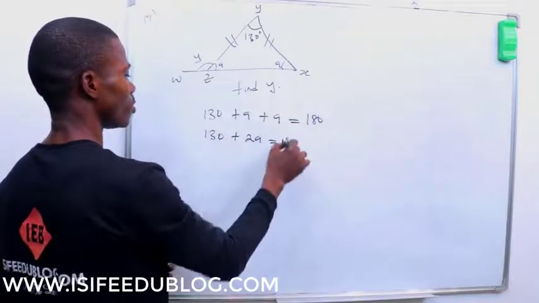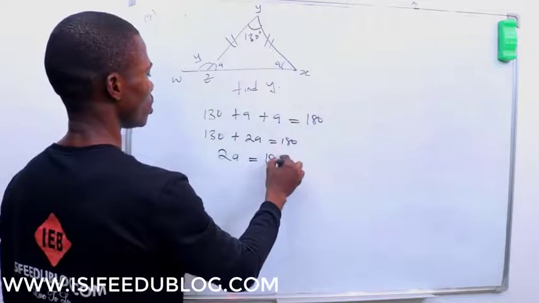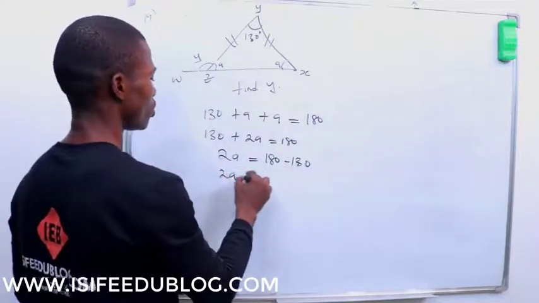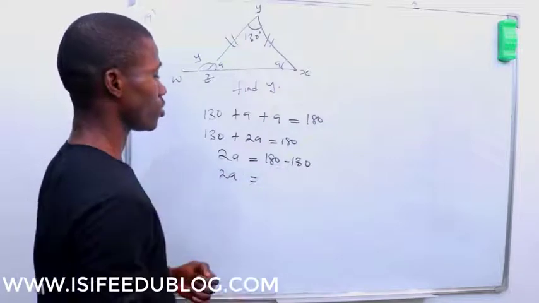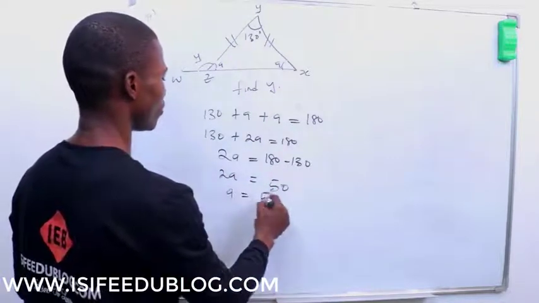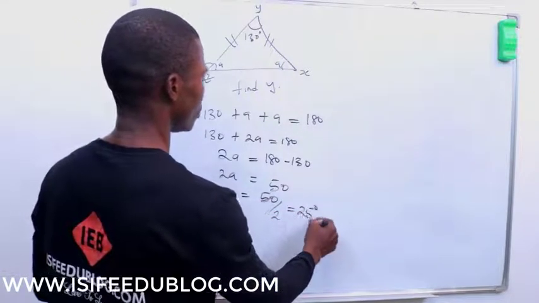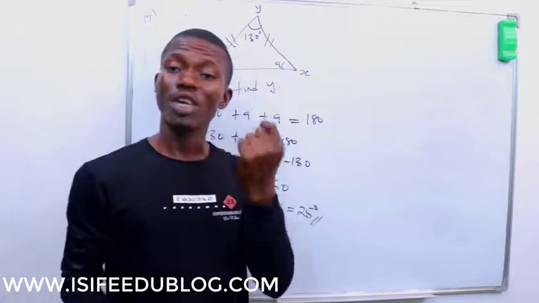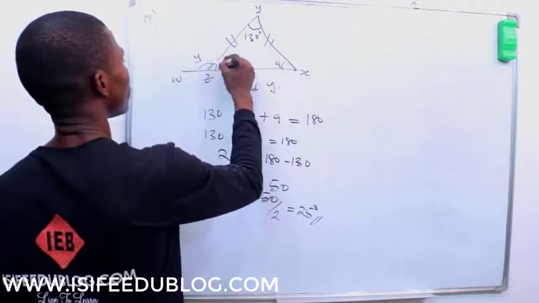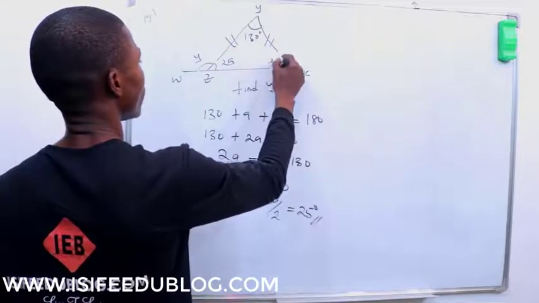Okay, 130 going across the positive sign, we have only 2A here, then 180 minus 130. So 2A now will be equal to 180 minus 130, which will give us 50. Okay, so A now is equal to 50 divided by 2, which will give us 25 degrees. So A is 25 degrees. If here we come over here and replace it, 25 degrees and 25 degrees.